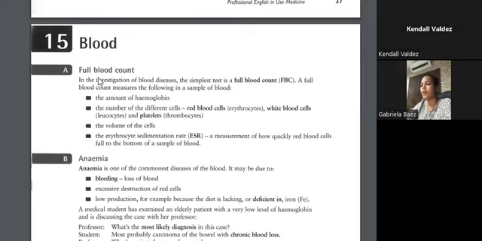Chapter 15, Blood. Full blood count. In the investigation of blood diseases, the simplest test is a full blood count, FBC. A full blood count measures the following in a sample of blood: the amount of hemoglobin, the number of the different cells, red blood cells (erythrocytes), white blood cells (leukocytes), and platelets (thrombocytes), the volume of the cells, and the erythrocyte sedimentation rate, ESR, a measurement of how quickly red blood cells fall to the bottom of a sample of blood.